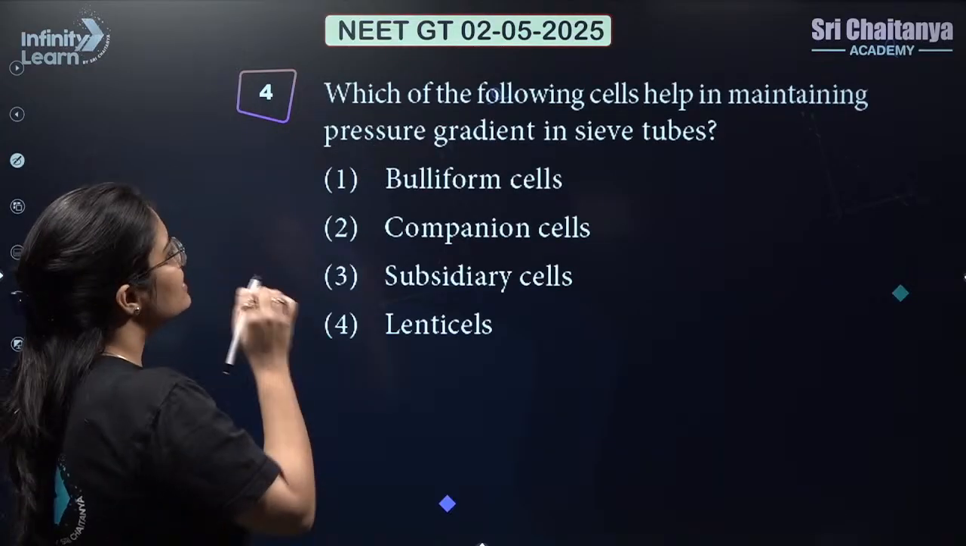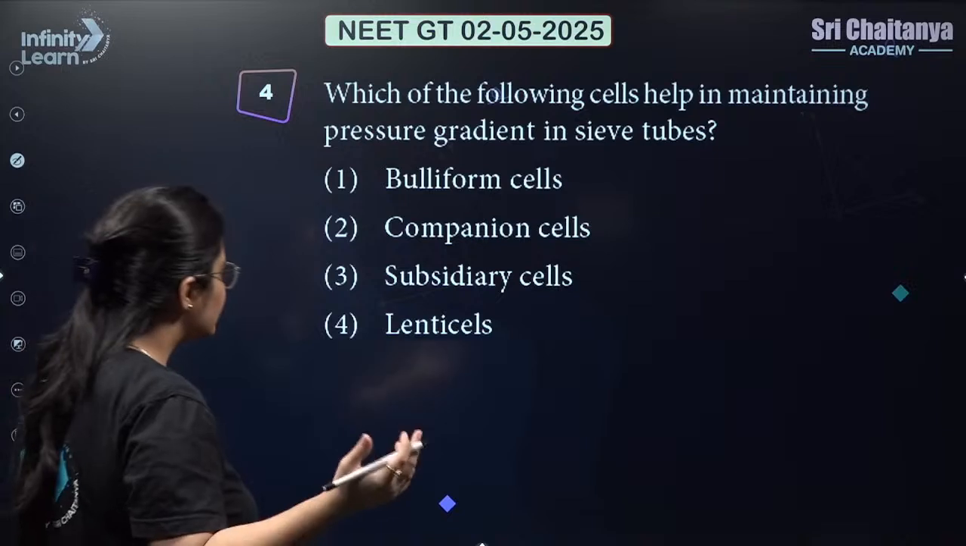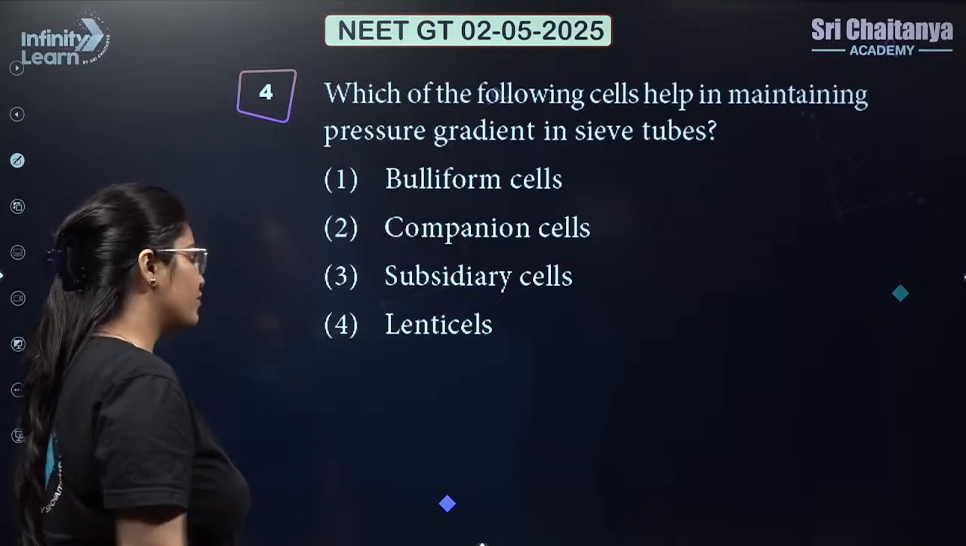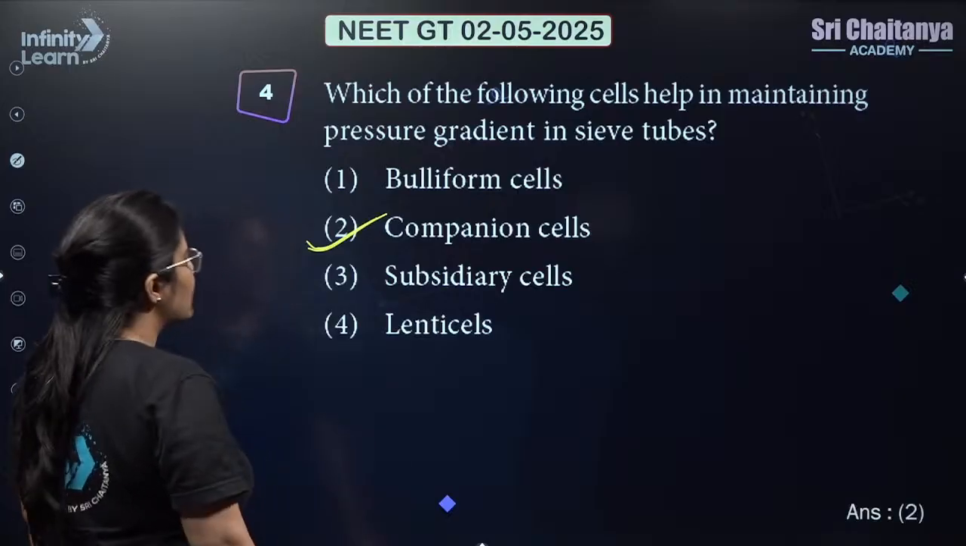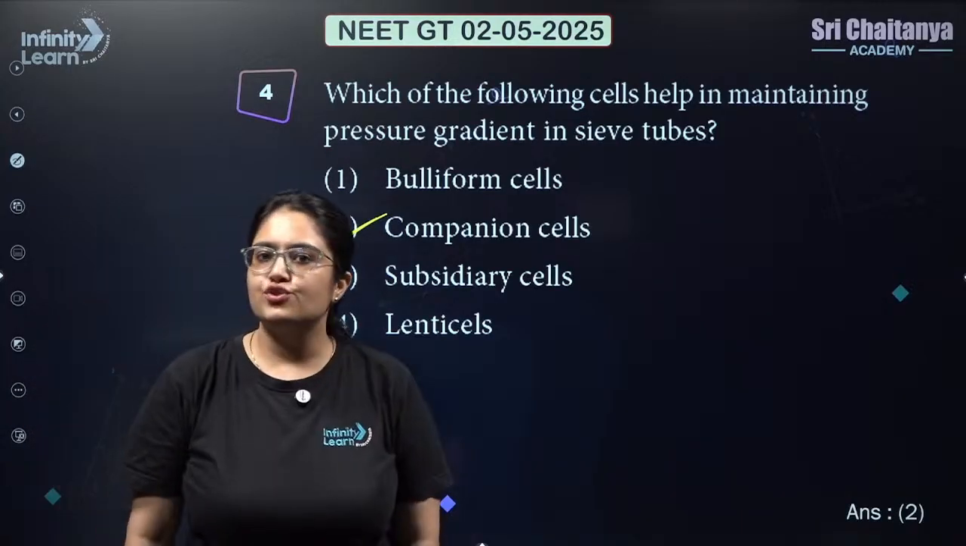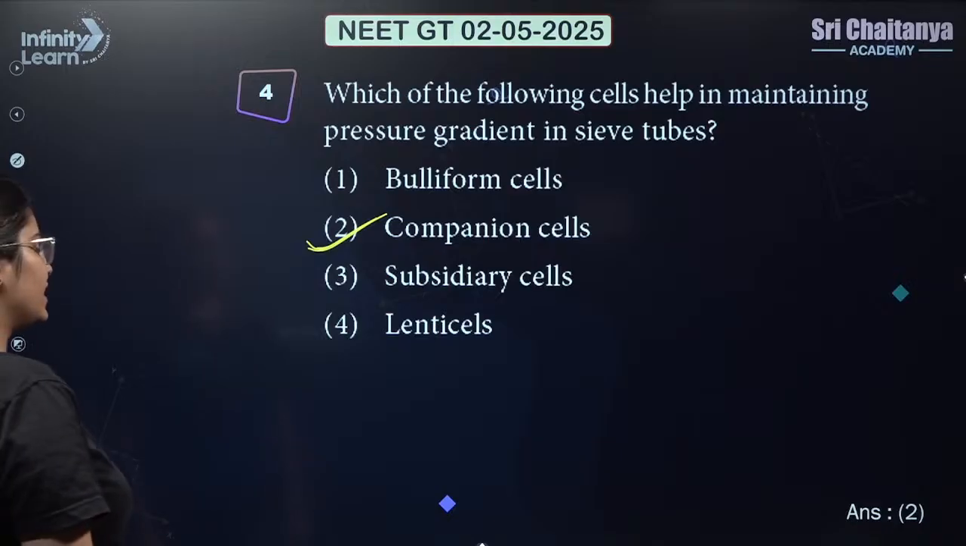Which of the following cells help in maintaining pressure gradient in sieve tubes? Very obvious answer, and that is your companion cell. So correct answer is 2, my dear students, companion cells. Companion cells help in maintaining pressure gradient in sieve tubes. Answer is 2.